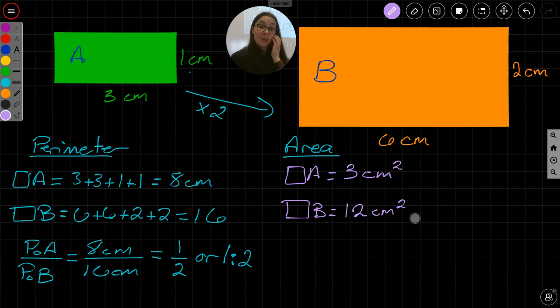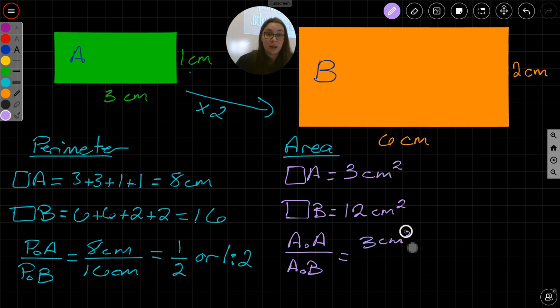So let's find the ratio here. Area of A over area of B, which equals 3 cm squared over 12 cm squared. So, simplify. 3 and 12 are both divisible by 3. 3 divided by 3 is 1. 12 divided by 3 is 4.